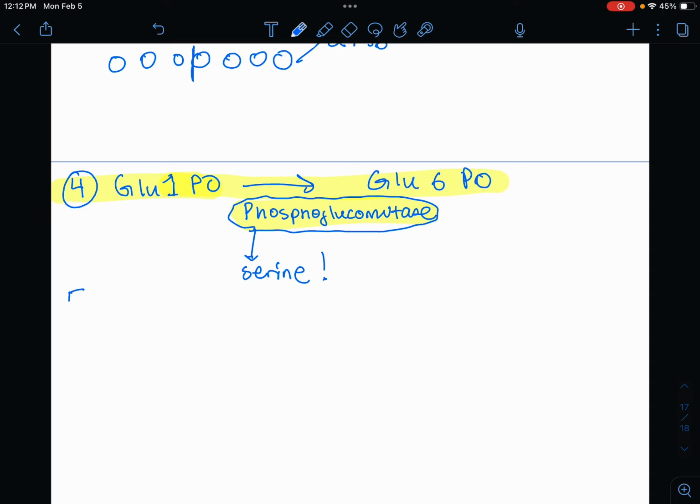Step 5, there is a step 5 in the liver of this process. We're going to be taking our glucose 6-phosphate and we're going to be transforming it back into regular glucose. This is going to again be in the liver.